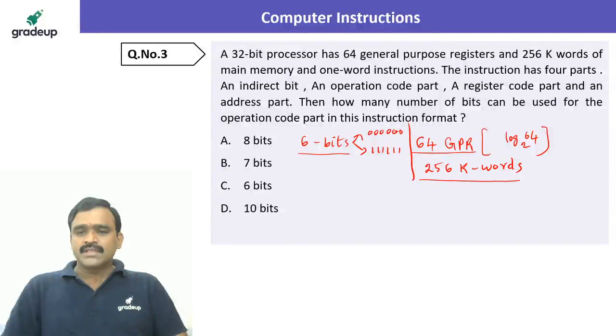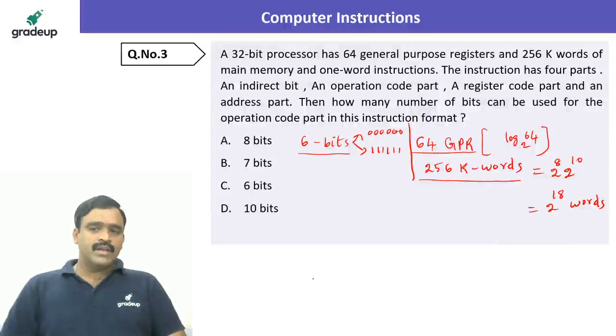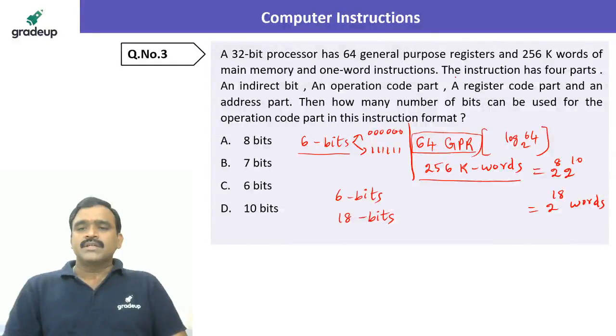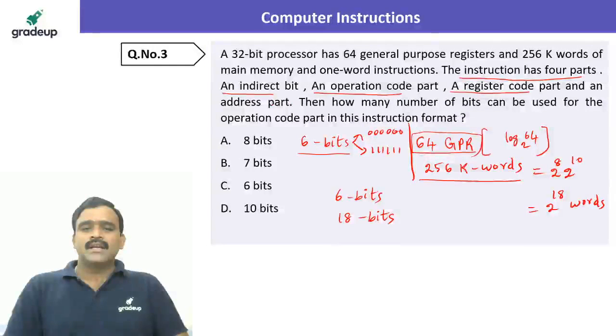Now memory is 256K. 256 is 2 power 8, and 1K is 2 power 10. So there are 2 power 18 words in the memory. If you want to address one word of memory, we require 18 bits. If you want to address one register out of 64 registers, you require a 6-bit address. The register address requires 6 bits, and the memory address requires 18 bits. The instruction has 4 parts: an indirect bit, an operation code, a register code, and an address part.